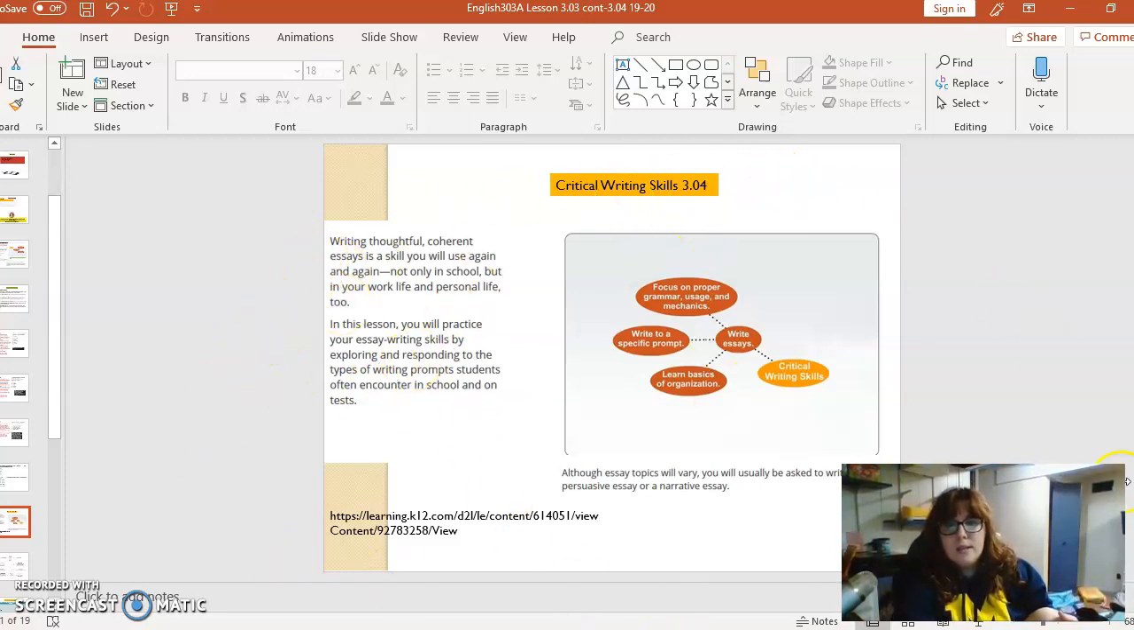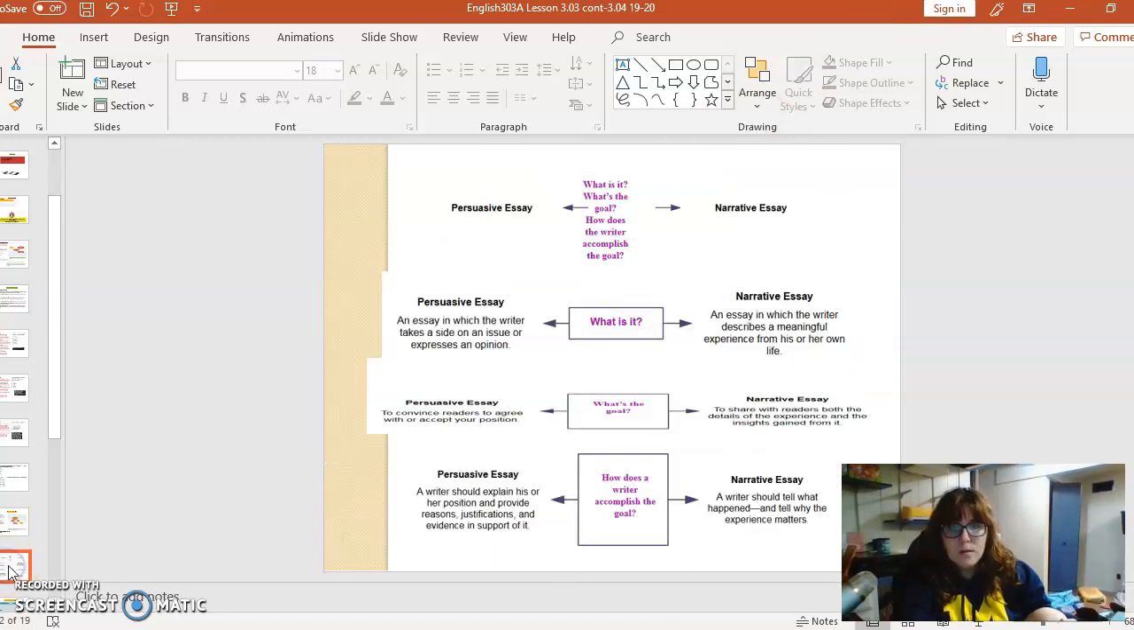All right, so in this, we're going to talk about responding to prompts. Most essay prompts, you're usually going to be asked to write a persuasive or a narrative essay. Persuasive is where you are trying to get someone on your side. So you're going to take a side on an issue and express your opinion, and try to get the reader to come to your side. That's the goal. You've accomplished your goal if you have explained your position and given reasons, details, and justifications, evidence to support your side.